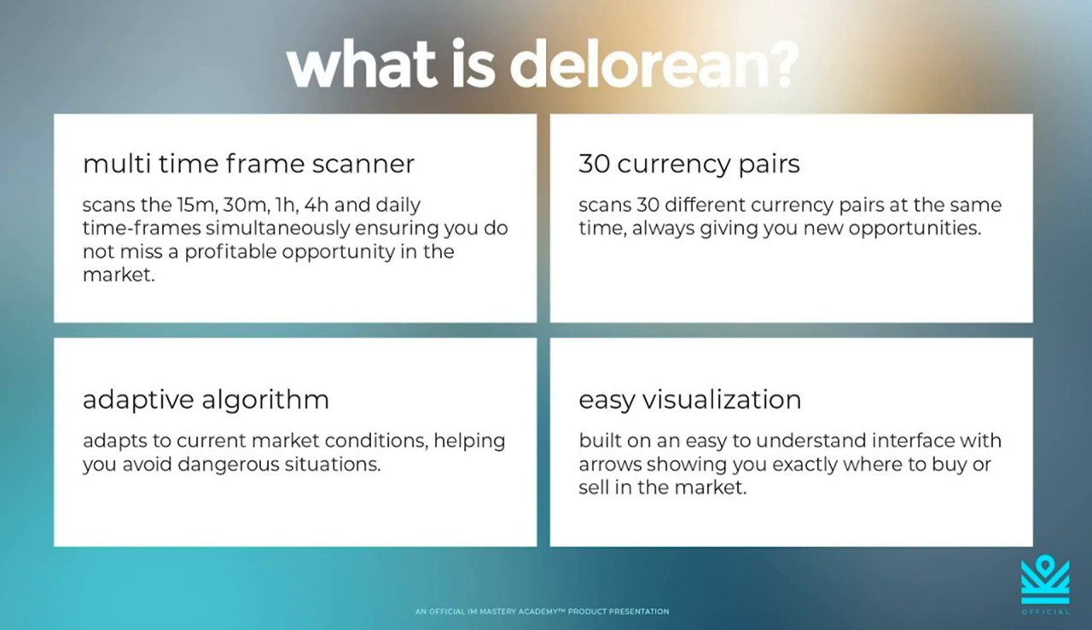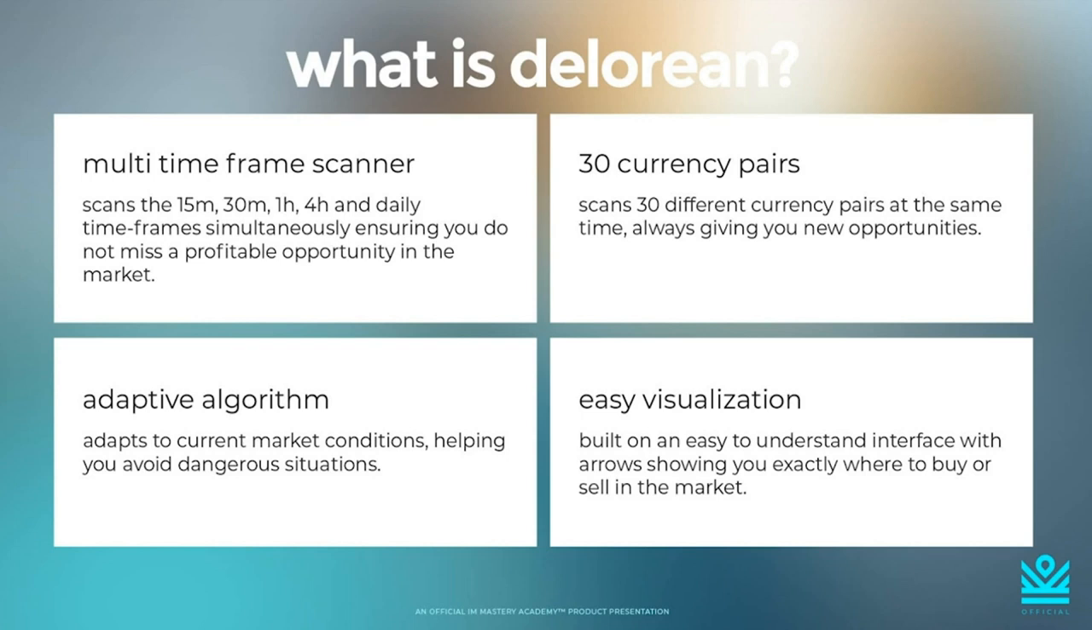While it's scanning those time frames, it is also scanning 30 different currency pairs at the same time. Altogether, 150 different custom combinations are being scanned every minute to ensure that nothing is missed in the market based off of the setups it is looking for.